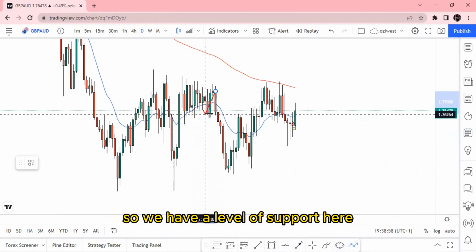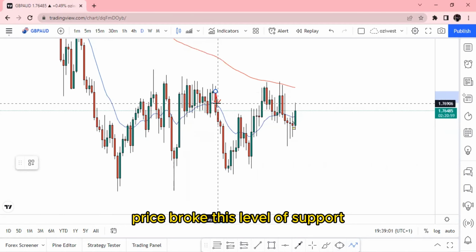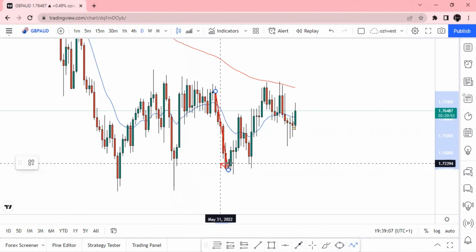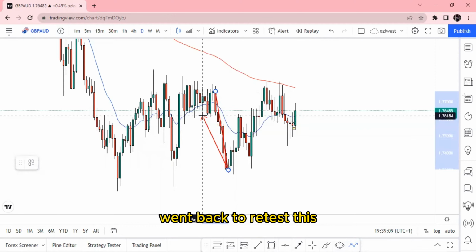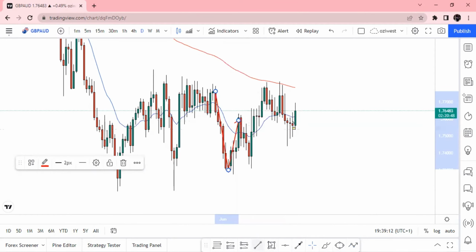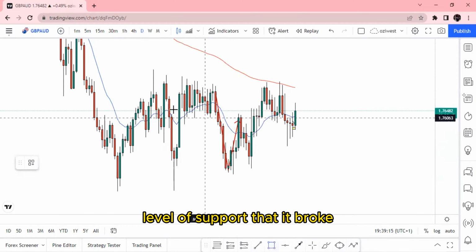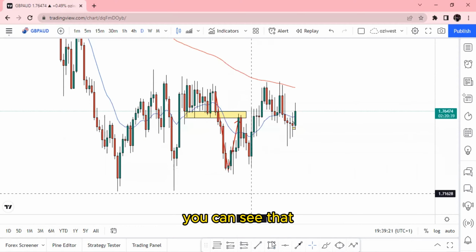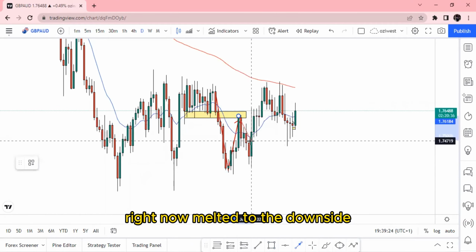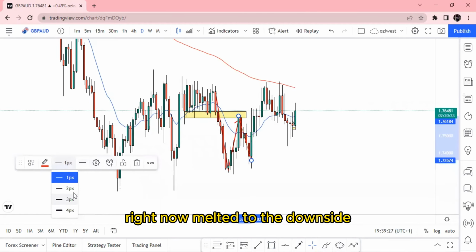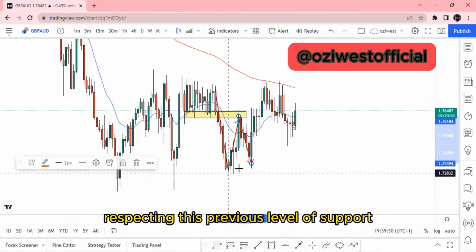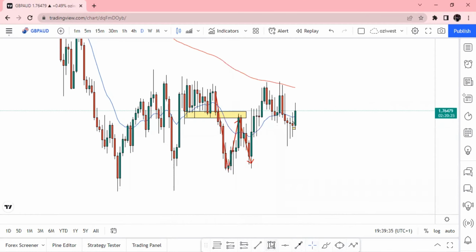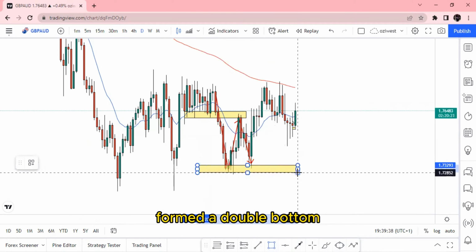So we have a level of support here. Price broke this level of support, found a level of support here, went back to retest this level of support that it broke, turning it into a level of resistance. You can see that price now melted to the downside, respecting this previous level of support, and formed a double bottom.